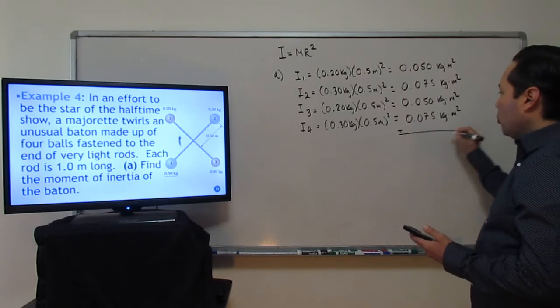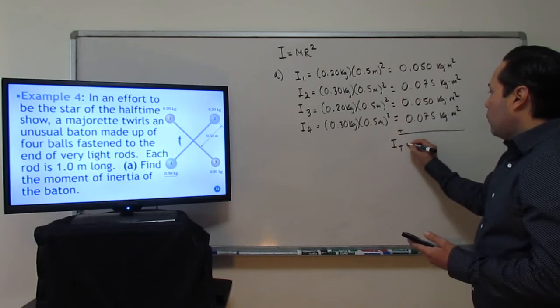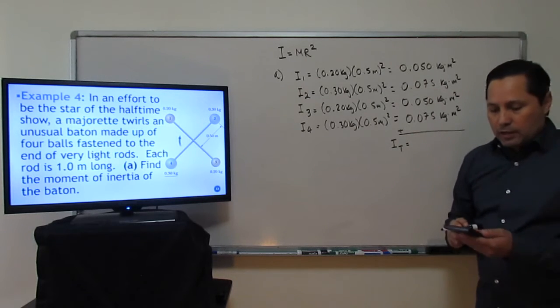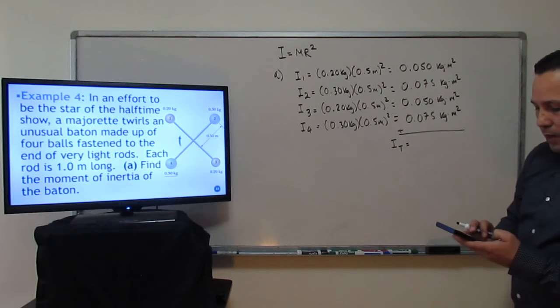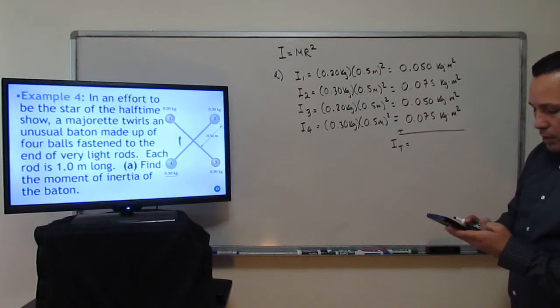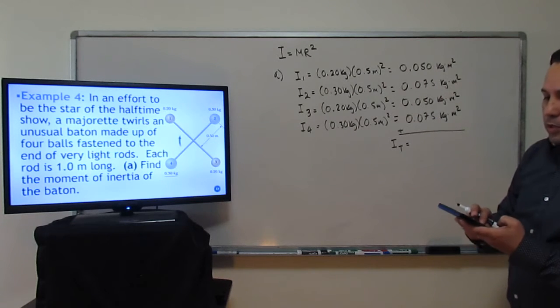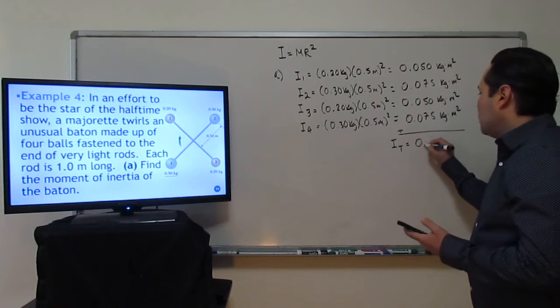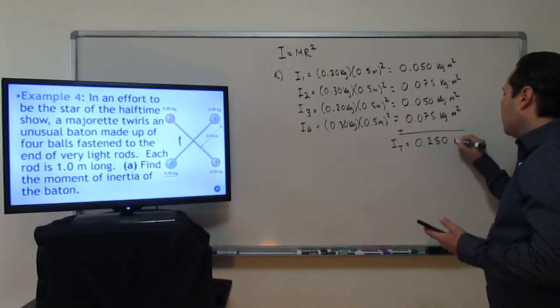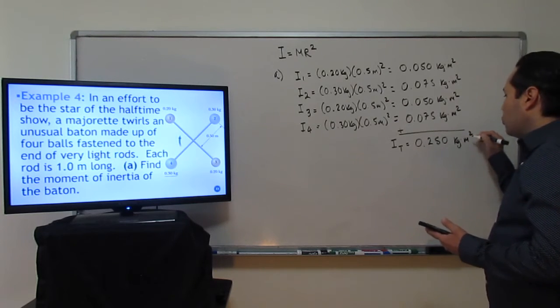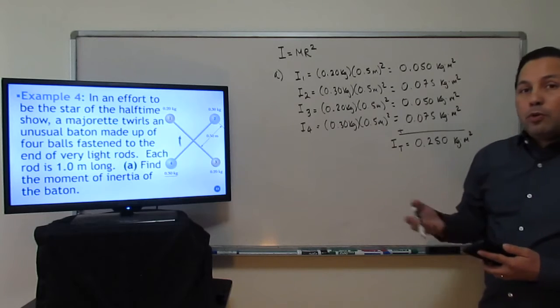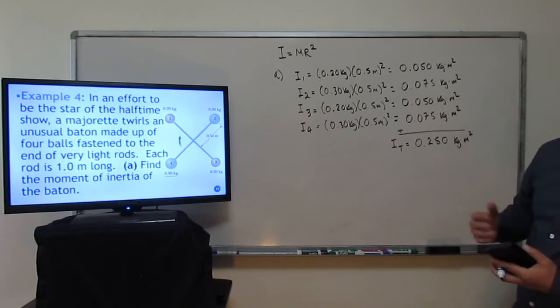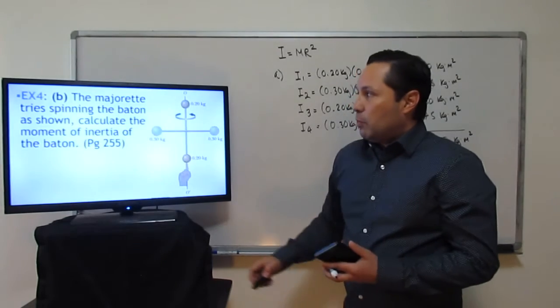You want the total for this setup. Well, just add them together, and that's going to give us our answer. So it's going to be all those values added together. It gives us a grand total of 0.25 kilograms times meters squared. So that will be the answer for part A of example 4. Now let's take a look at part B.